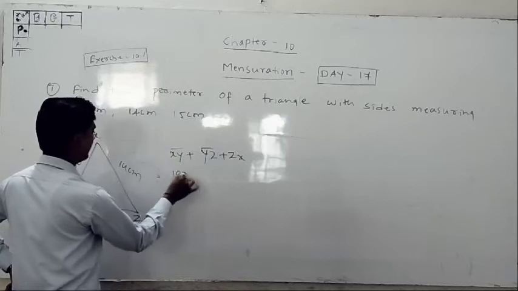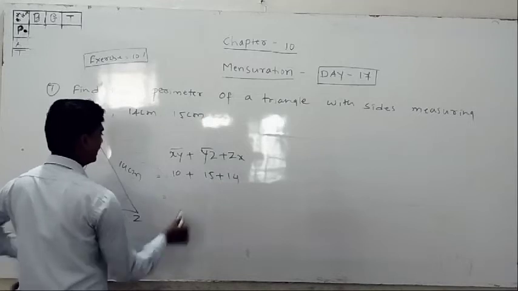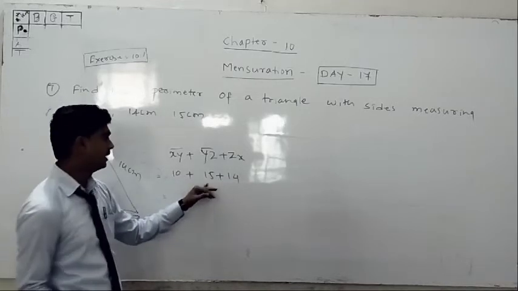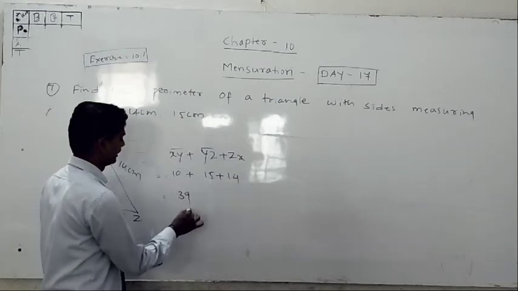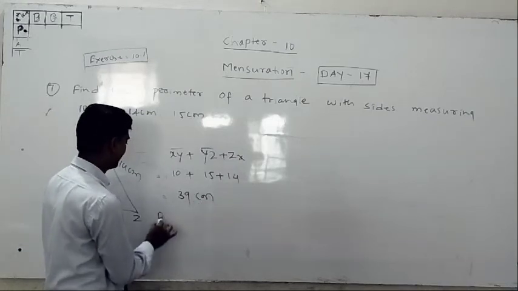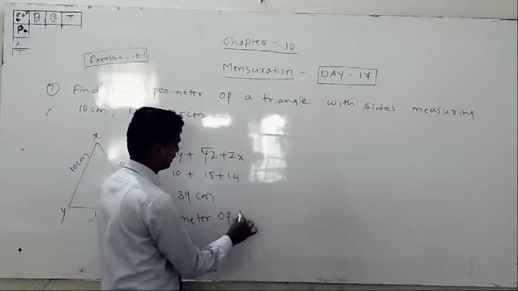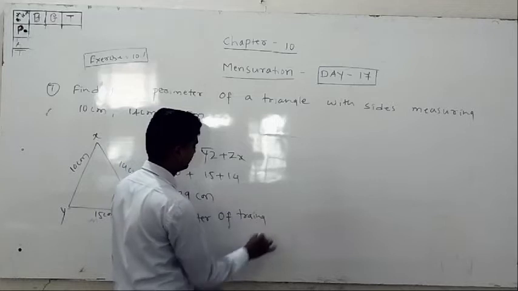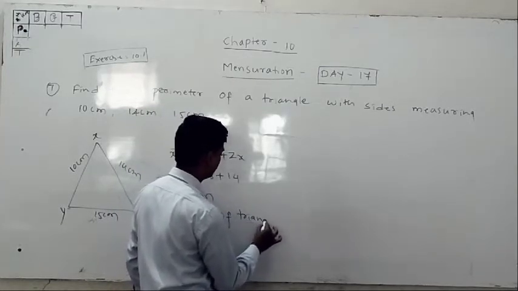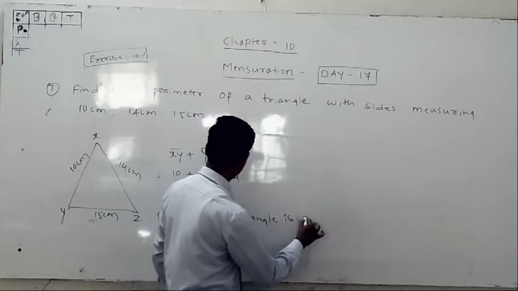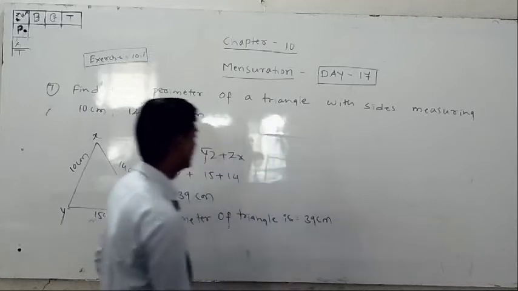Then XY 10 plus 15 plus 14. How much is there? 10 plus 15, 25. 25 plus 10, 35. 35 plus 4, 39 centimeter. Perimeter of triangle is 39 centimeters. This is the answer.